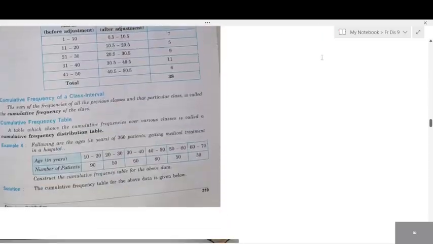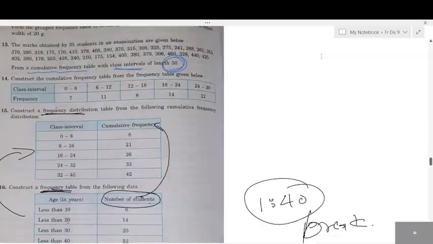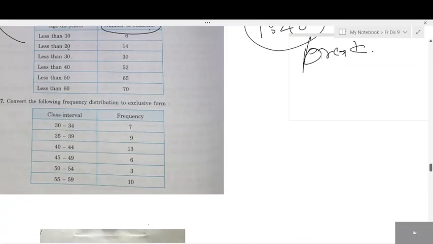Is this clear? Shall we complete the last one? See, if you have understood this, even this is easy, students. What have they asked here? Convert the following into which one?